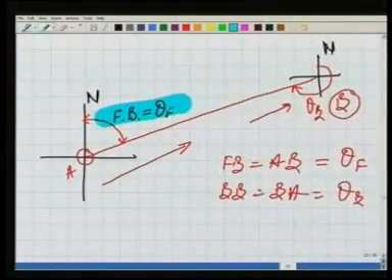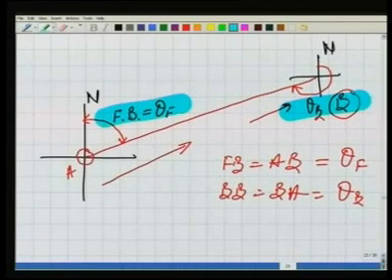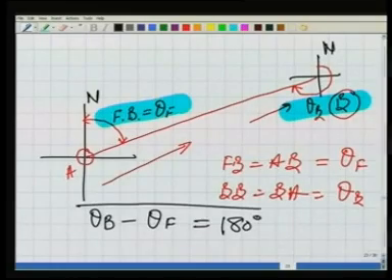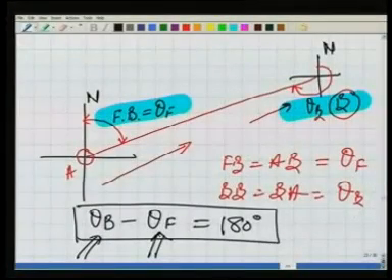Can you see there should be some relationship between these two values, fore bearing and back bearing? You can make it out very easily from here that there should be a relationship between these two, and that relationship should be, if you take the back bearing minus fore bearing, that should be 180 degrees. And this is the case when these are observed without any error. If there is no error, then this should be satisfied.